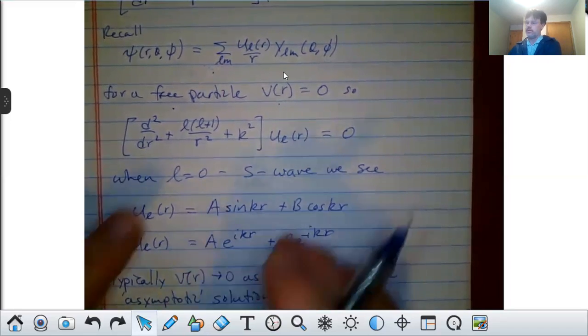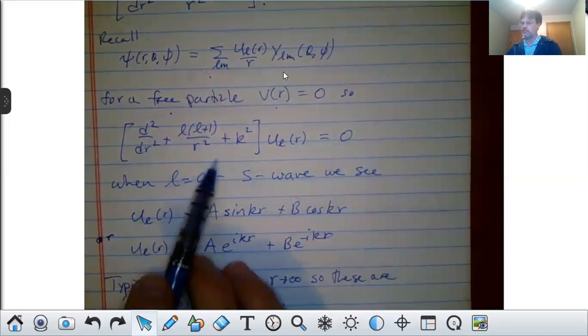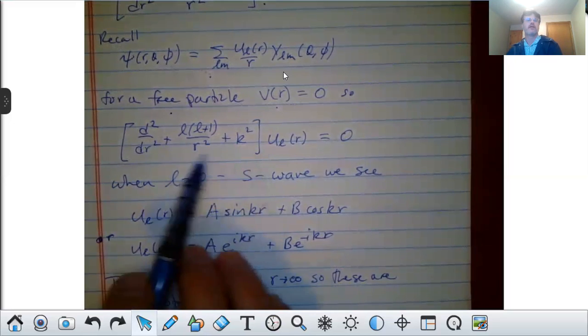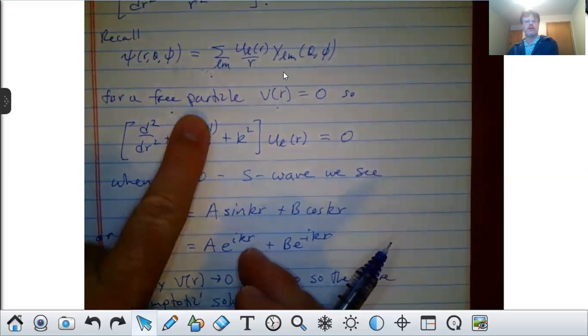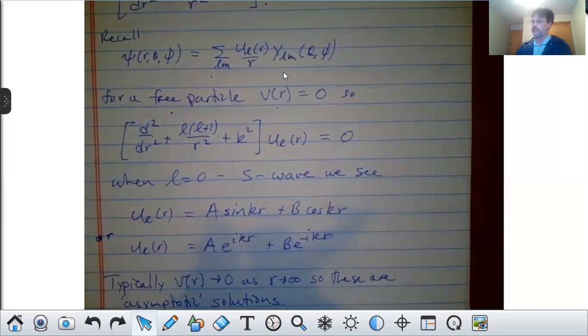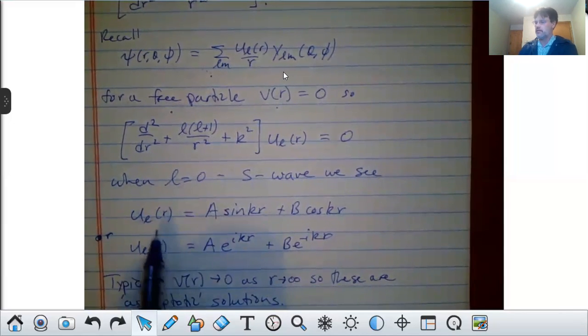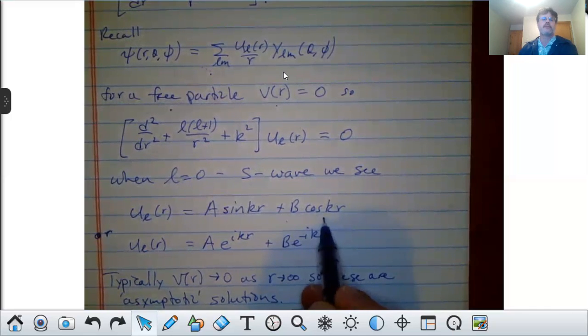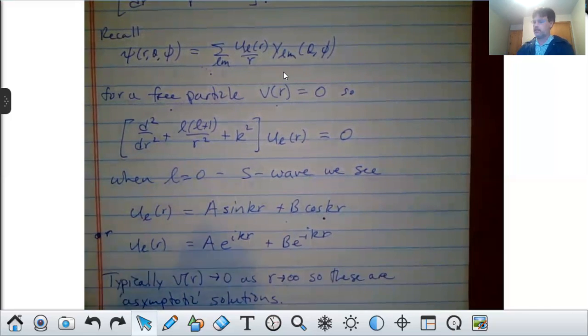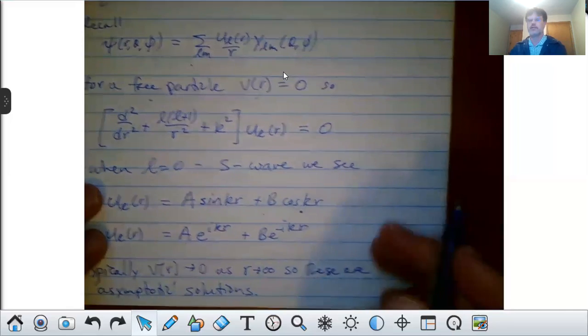Basically, we just have d squared dr squared plus k squared. This is just like a simple harmonic mass on a spring type of equation. The solutions when L is 0 are just sines and cosines. So generally, I could write out the solution as a sine of kr plus b cosine of kr. Another way to write this is a e to the ikr plus b e to the minus ikr, where a and b may be different constants.